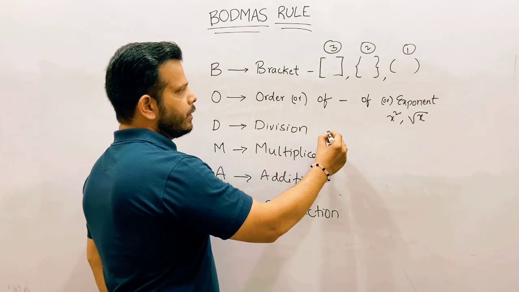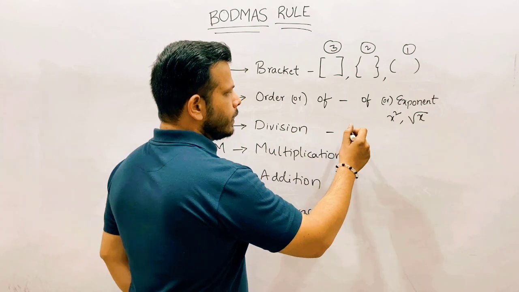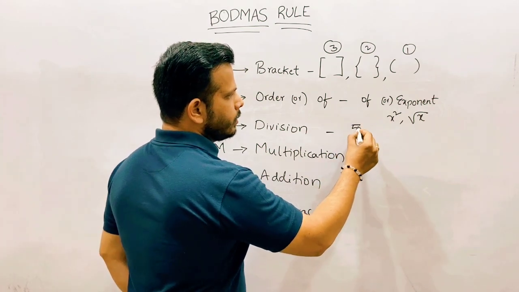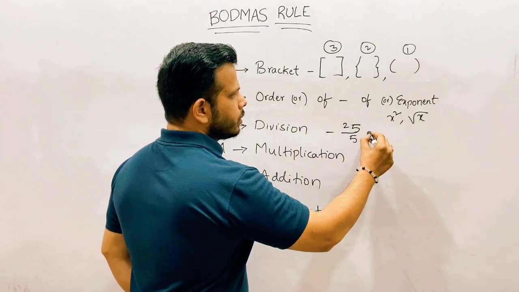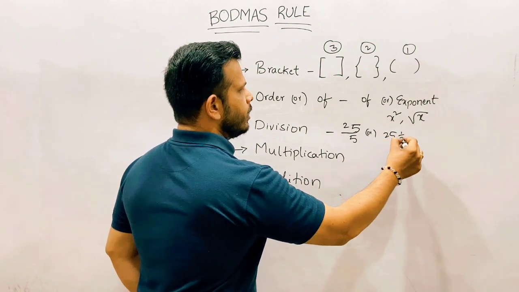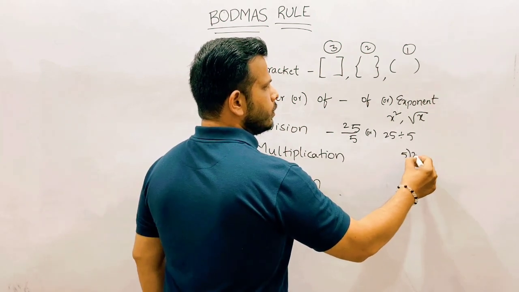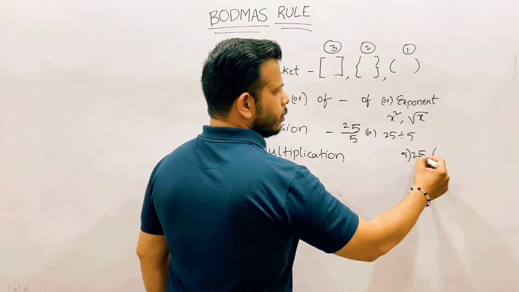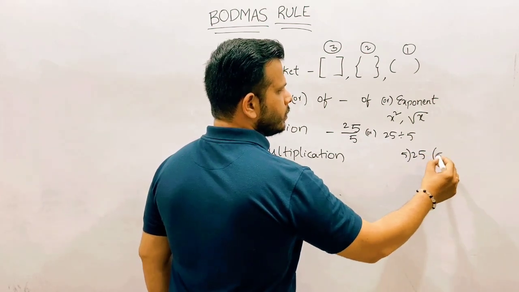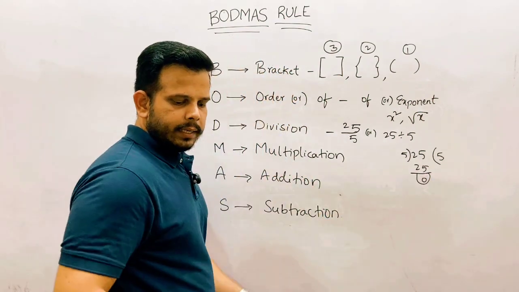Okay, next coming to division. You know what is division? Let me take 25 divided by 5. How do you do the division? 5 into 25, what will be the quotient? 5 5s are 25. Remainder is 0. So this is called division.